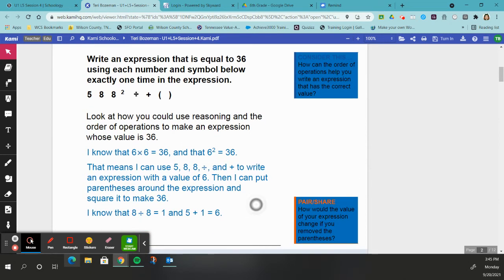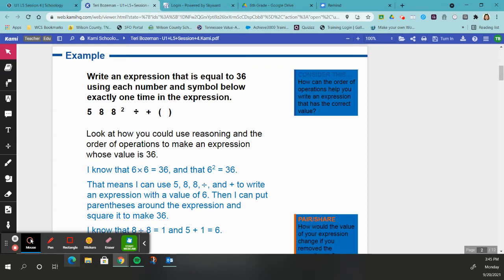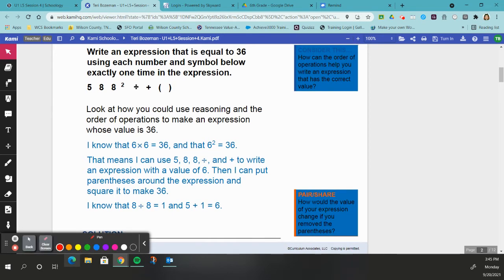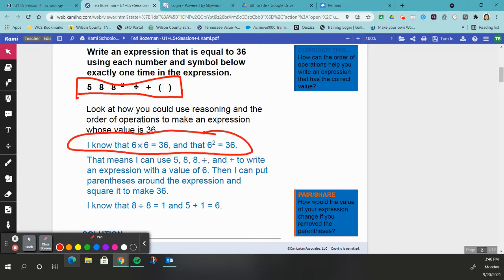So in your textbook or just here on the screen, whichever way you're working, you see an example problem. And in this example problem, what this person had to do was take these numbers and symbols and create an expression that was going to be equal to 36. So this person said, I know that 6 times 6 is 36, so that'll take care of my square here, or my power of 2. So everything inside the parentheses needs to equal 6, and then I will square that.